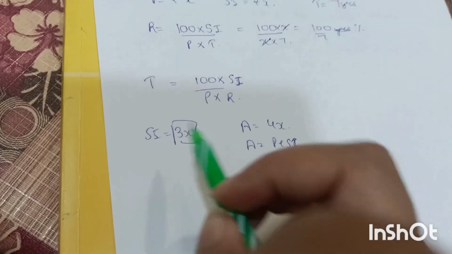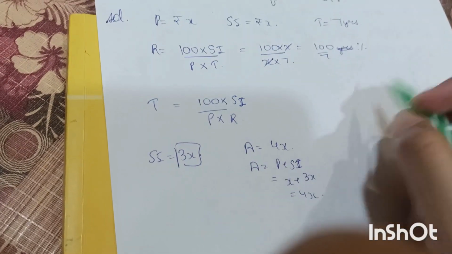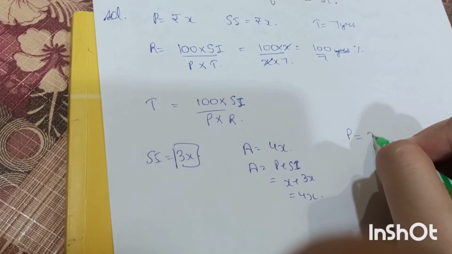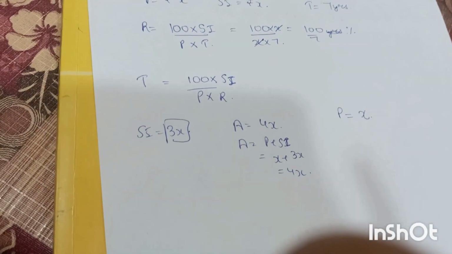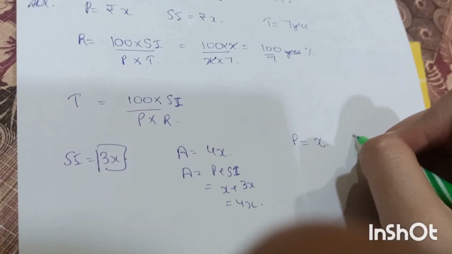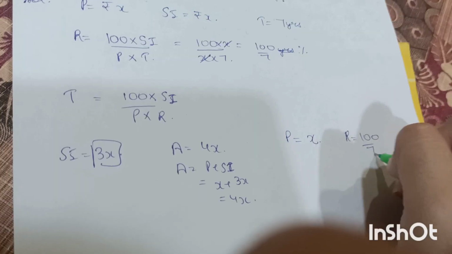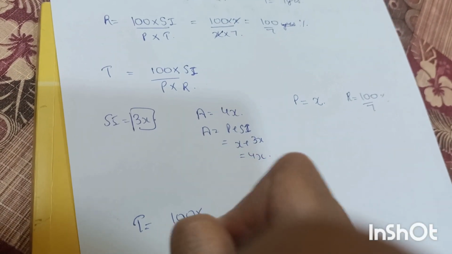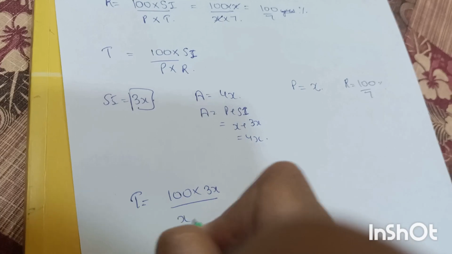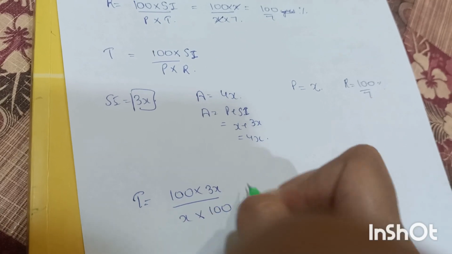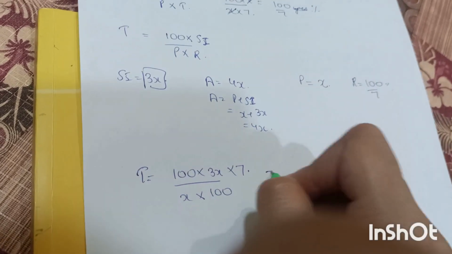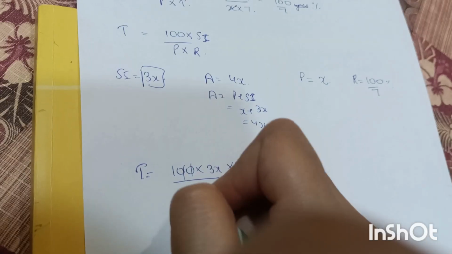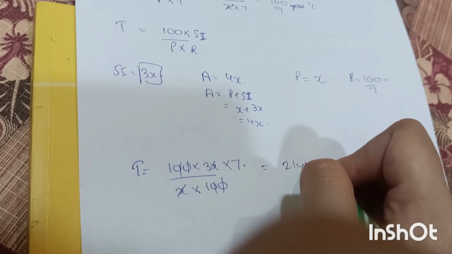So we have taken SI as 3x and principal will remain the same as x, and the rate we have already found is 100 upon 7 percent. Now let's find time. It will become 100 into 3x upon x into 100 upon 7. So when you solve it out, you will get the value as 21 years.